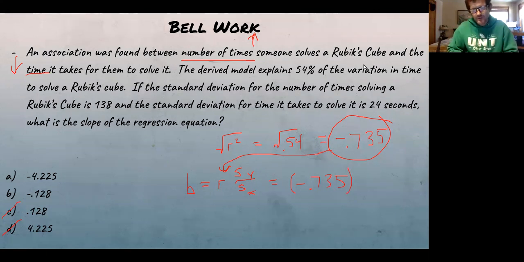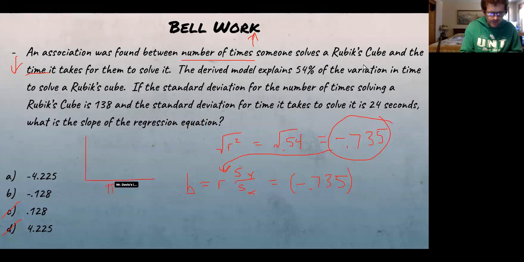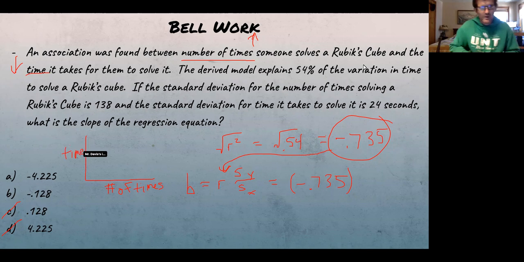So here's where I need to go through and figure out, well, which one's my y and which one's my x? There are a few clues given in here, and some of it's just going to be your own intuition. So what would we probably use to explain the other? What would probably be the response? So in my head, the number of times that you've solved a Rubik's Cube is probably going to explain how long it takes for you to solve it. So in my head, just intuitively, I would put the number of times right here for the x and the time it takes for the y.